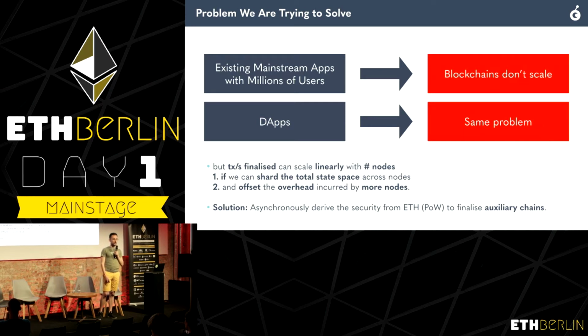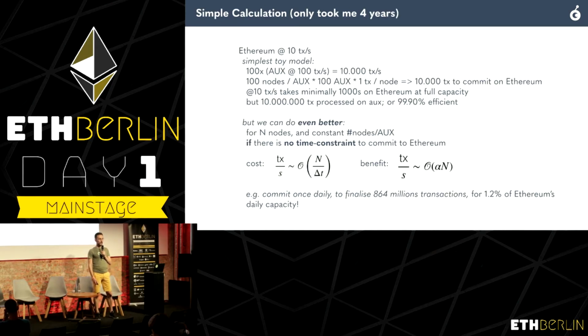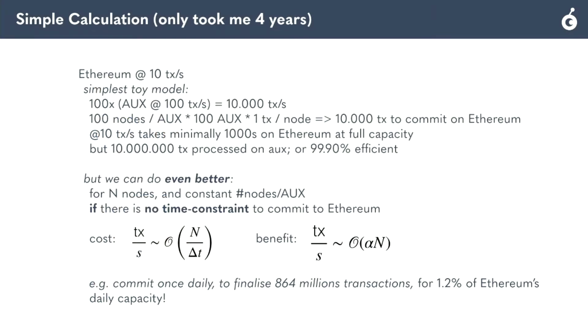The solution that we propose is to focus on asynchronicity, to make sure that there are no time constraints between the meta blockchain and Ethereum proof of work, and that's where I'll put the focus for this talk. We derive the security of Ethereum proof of work asynchronously to finalize and secure transactions on auxiliary chains. To give you a short sense of why this makes sense, assume that Ethereum runs at 10 transactions per second, and you would have 100 of these auxiliary systems, each running 100 transactions per second, then you have 10,000 transactions.